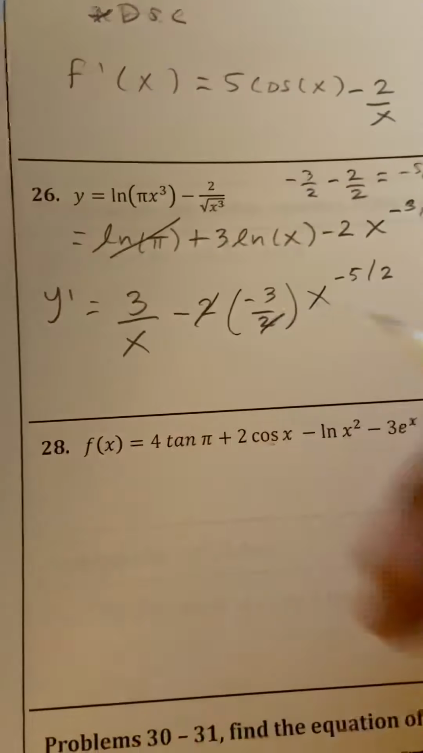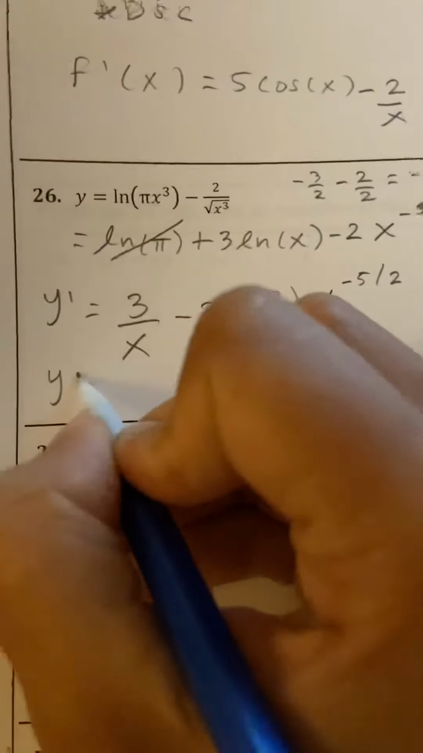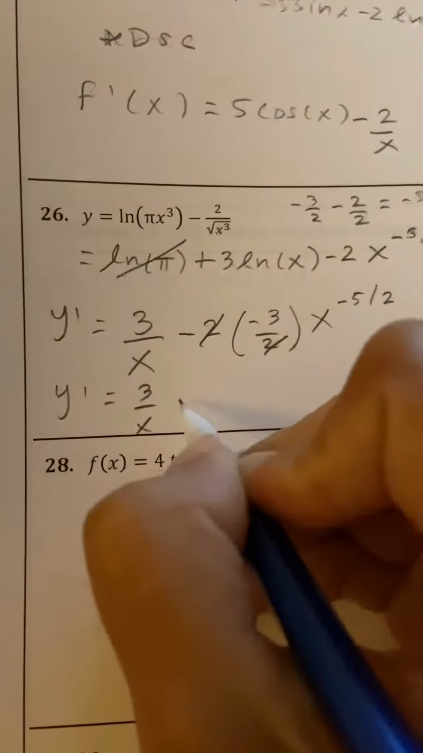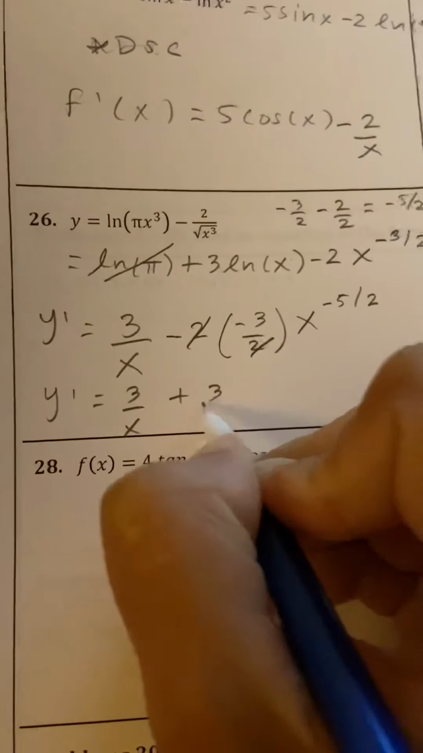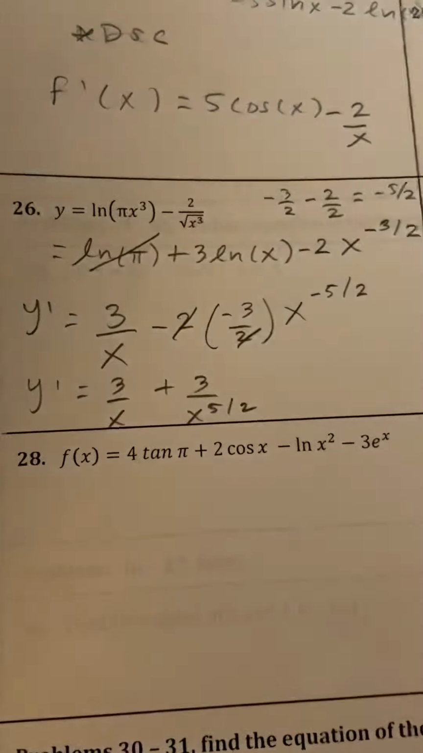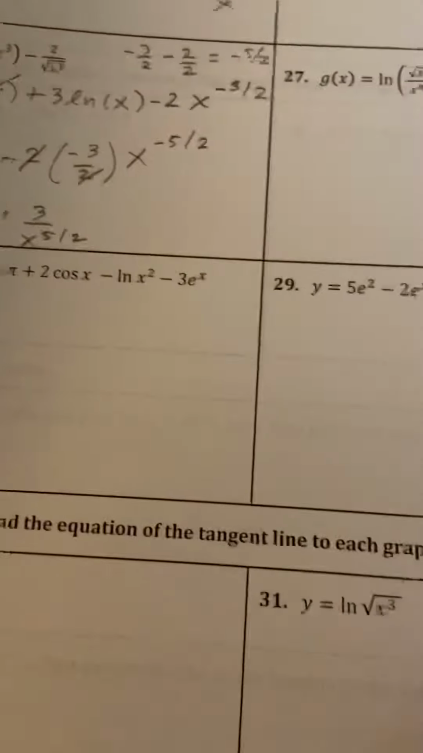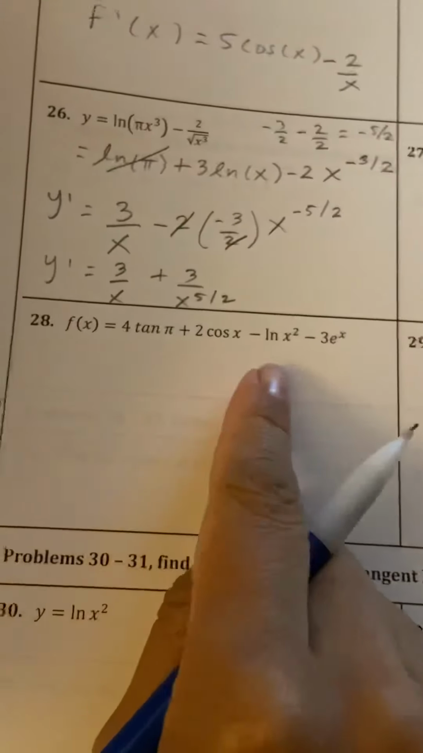First, these 2's cancel, negative negative cancel to a plus, so I would have y prime is equal to 3 over x plus 3 over x to the 5 halves. So that's my answer to number 26. You have to do a whole lot of rewriting here.